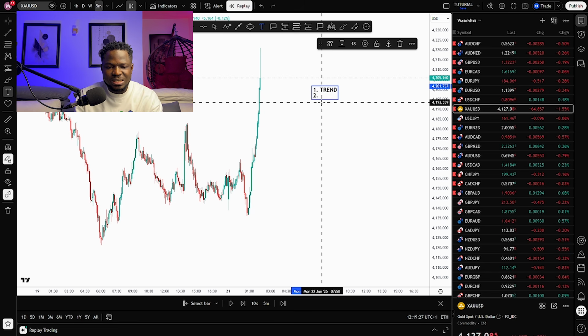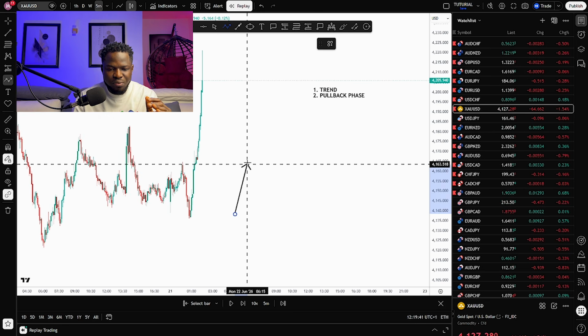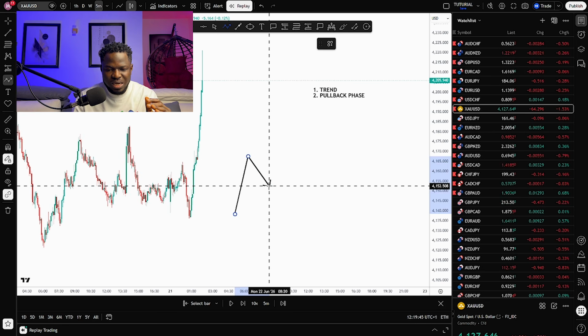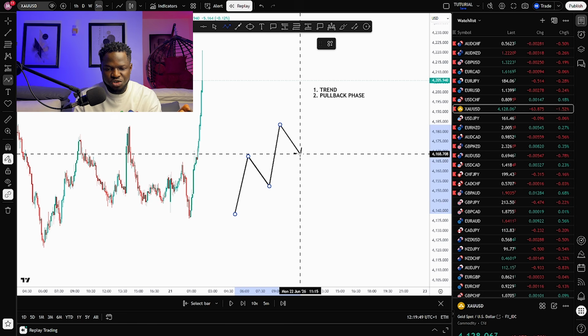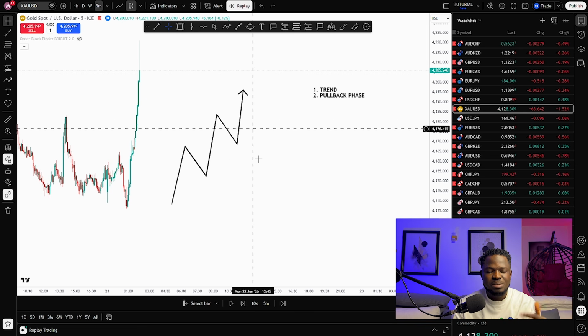Then after that, you must establish a pullback phase. You need a pullback phase or a retracement phase. There are two phases in the market. A moment whereby the price will expand, and when the price will give you a pullback or a retracement phase, then another expansion, a retracement phase, another expansion. So this structure represents buyers.